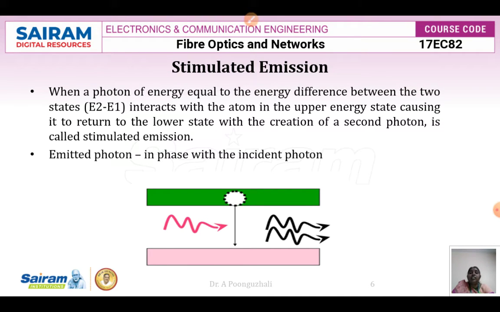Next is stimulated emission. Stimulated emission is when a photon of energy h mu, equivalent to the difference between the two states, interacts with the atom present in the higher energy level, causing it to return to the lower energy level with the creation of a second photon. Then it is called stimulated emission. This emitted photon is in phase with the incident photon. So this is called your stimulated emission.